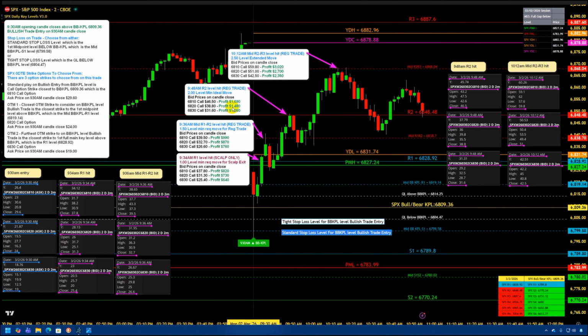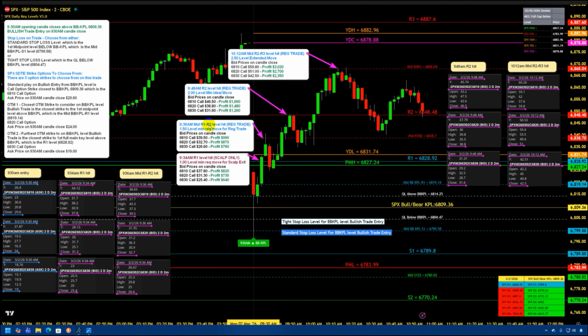So it's up to each individual trader whether they want to look at those options starting at the 1.5 level move in their favor or the 2-level move in their favor with this particular daily key level strategy.